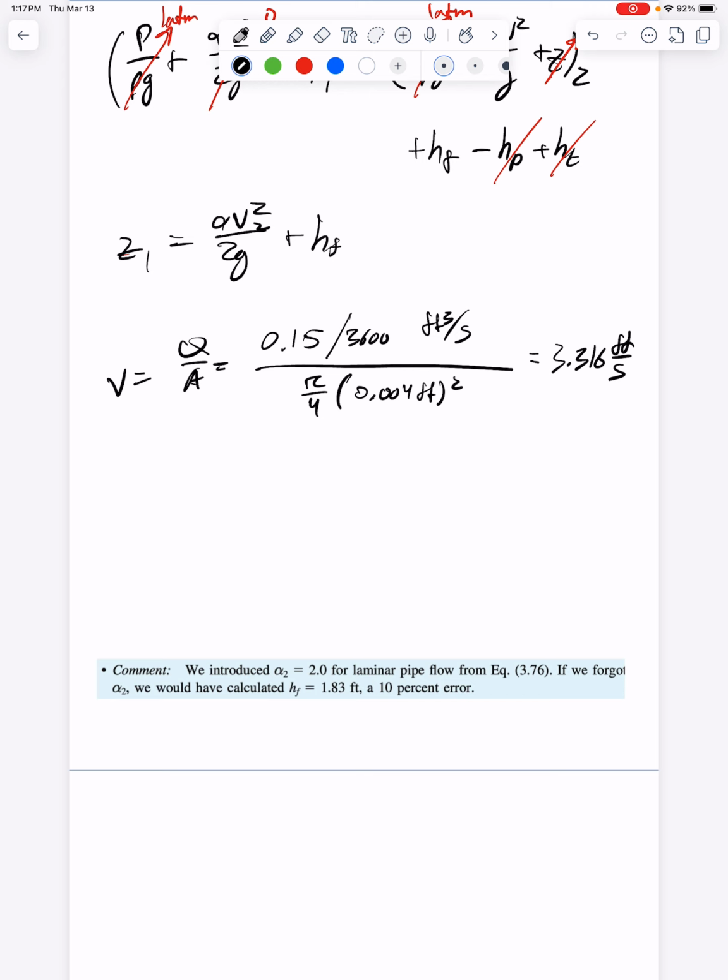This is going to be used in the equation because I want to solve for h of f: Z1 minus alpha V squared over 2g. Okay, let's talk about the alpha term. Alpha, I mentioned before, is the kinetic correction factor, and it's important because we can't assume flow going through a pipe to be 1D. Essentially, we can't assume that all the fluid passes through that cross-sectional area at the same time.